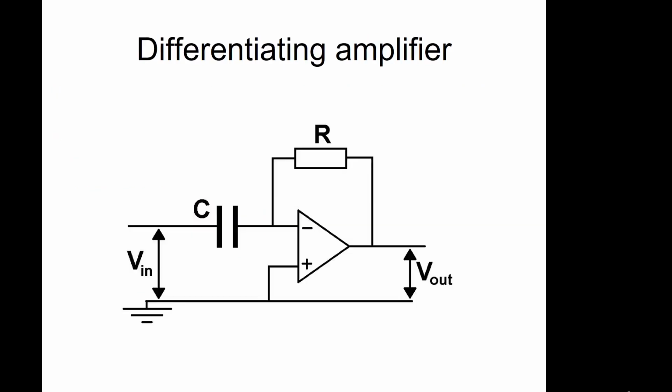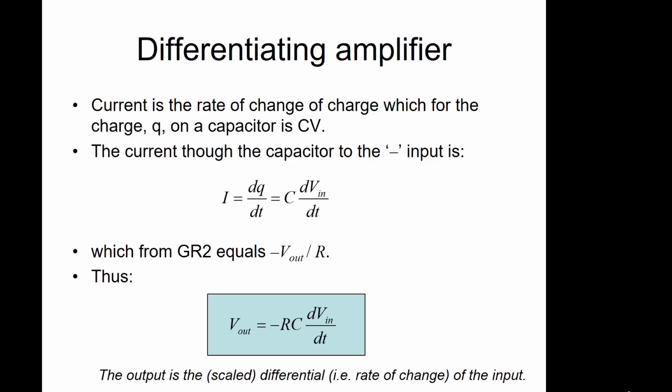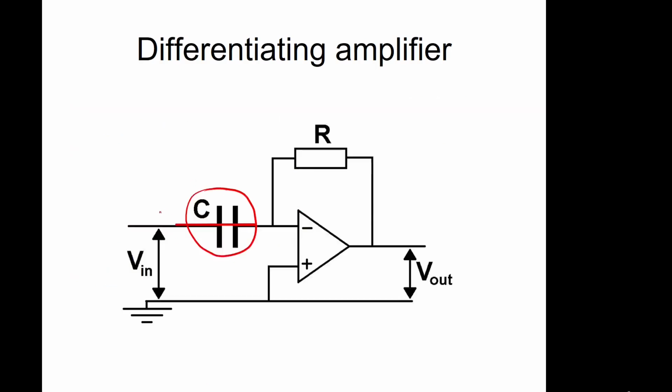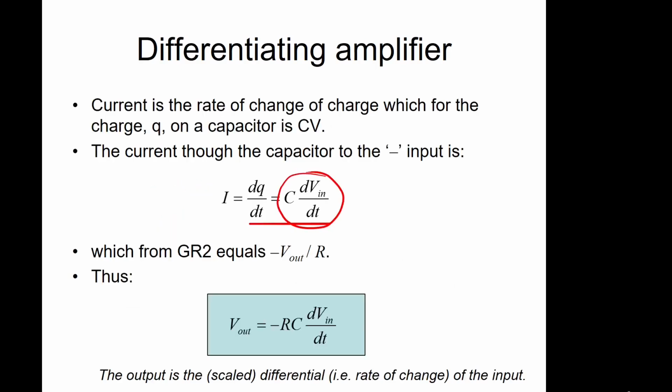In this circuit, we have replaced the input resistance with a capacitor. So we put a capacitor in here. The current going through a capacitor, as we said in the first video, is related to the rate of change of voltage across that capacitor. So I equals C dVin by dt. So our current in here, I, is given by this term.